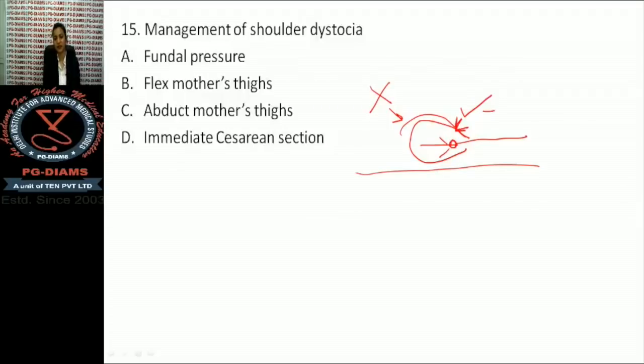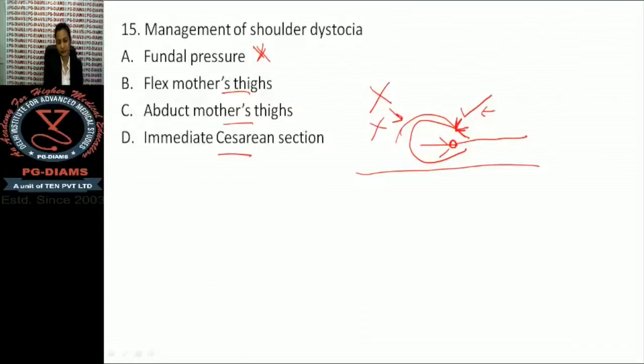Suprapubic pressure is even recommended for shoulder dystocia. While fundal pressure in modern obstetrics is not allowed anywhere except for cesareans, where the anesthetist or someone can give fundal pressure. That's a different thing, you have the abdomen open. Fundal pressure for vaginal delivery is not recommended. So this is not going to be your answer for any question. Flex mother's thighs or abduct mother's thighs or immediate cesarean section.